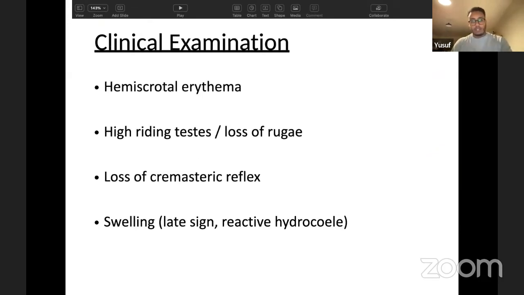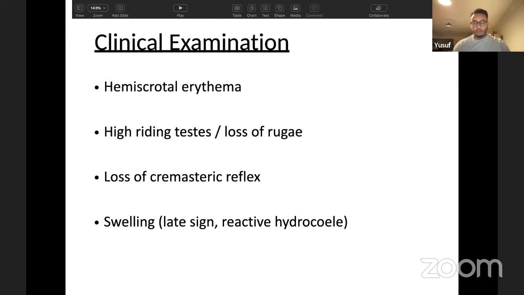So on clinical examination, you'll have hemiscrotal erythema, and this is important because if you've got erythema that's spreading to the other side or into the perineum or the groin or the penis, you need to be thinking about different differential diagnoses, and some of them are more benign than others. Particularly in elderly diabetic patients, you need to be thinking about Fournier's gangrene, necrotizing fasciitis, that sort of thing needs to be in your head.